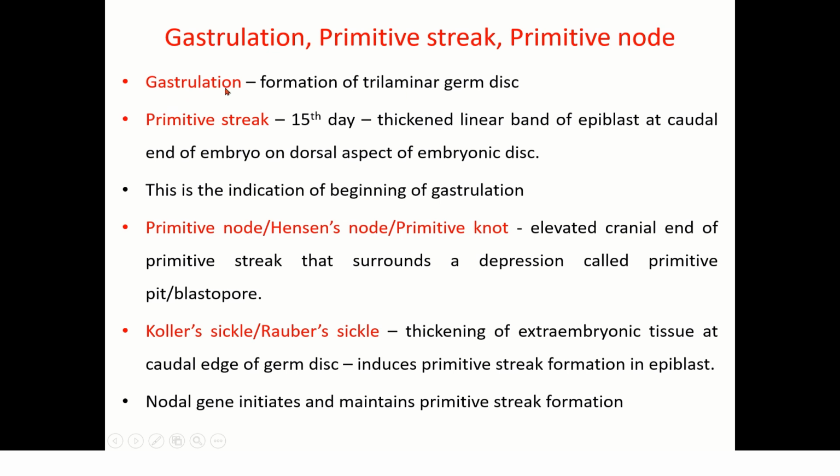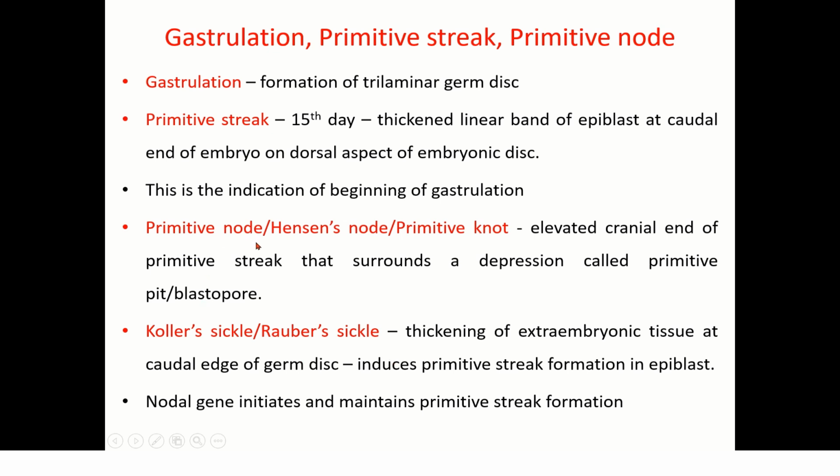The gastrulation is the formation of the trilaminar germ disc. Primitive streak is appearing on the 15th day. It's a thickened linear band of epiblast at the caudal end of the embryo on the dorsal aspect of the embryonic disc. So this is the indication of the beginning of gastrulation.